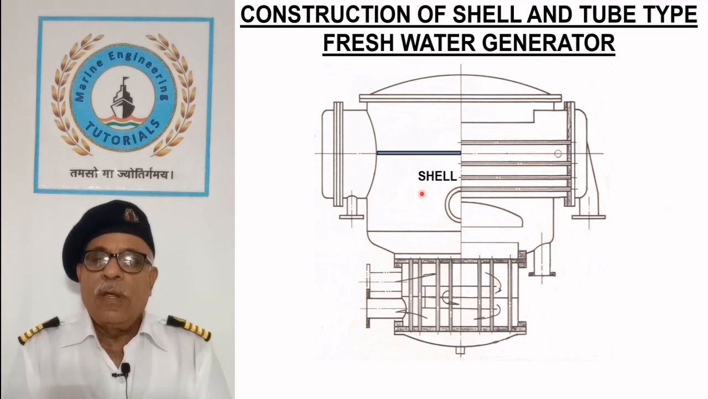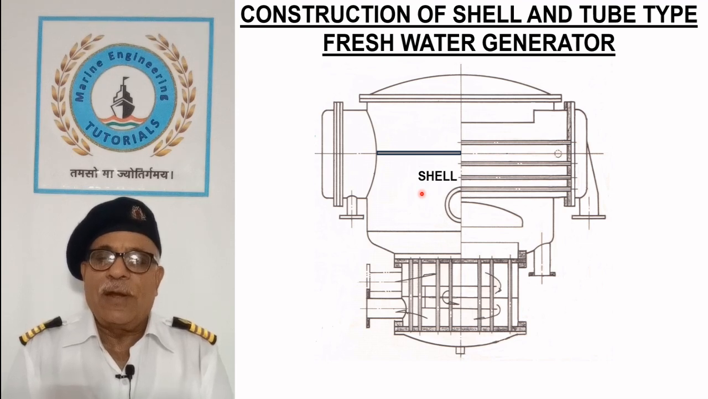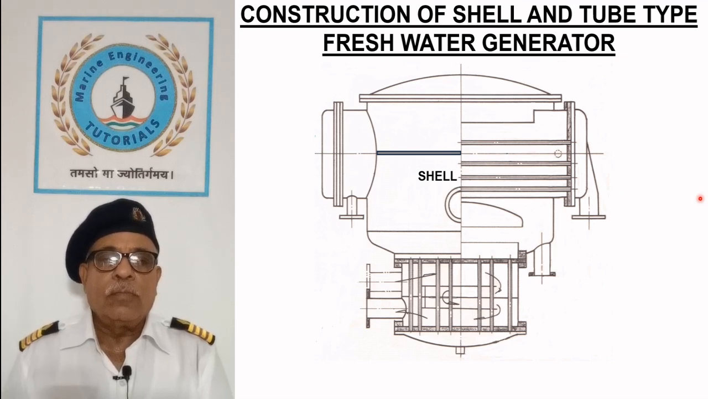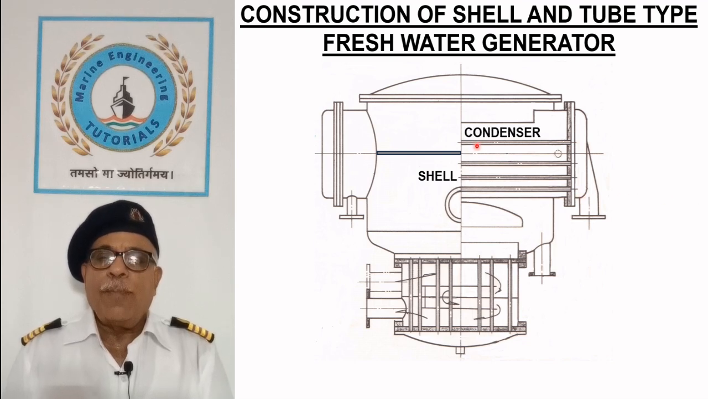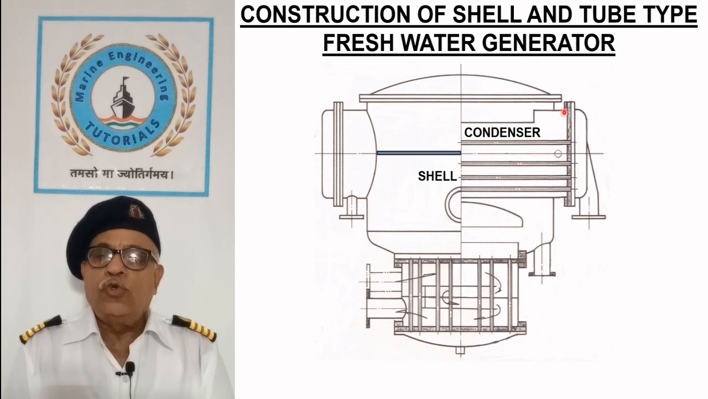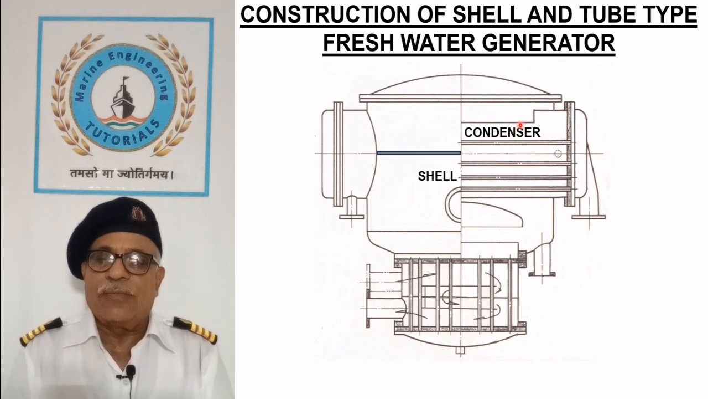Freshwater generator consists of a separator shell made up of steel plates which is internally lined with neoprene to prevent its corrosion. Upper part of the shell contains a shell and tube type of condenser whose shell is open from the top for admitting the water vapor for their condensation.